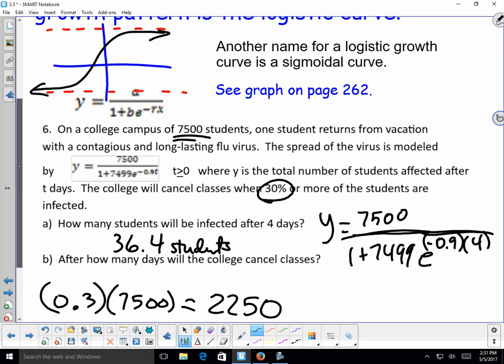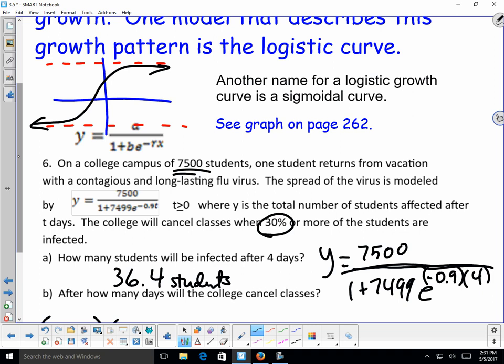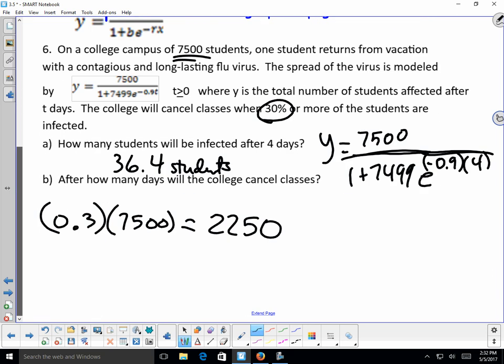Remember, the reason why this graph is perfect for this model is because, yes, the number of cases of this flu is going to rise, but it is going to eventually level off to the total student population, right? Pretty soon the whole school would be infected if nothing happens, but it's certainly not going to get any higher than 7,500. Does that make sense? That's why it's leveling off.